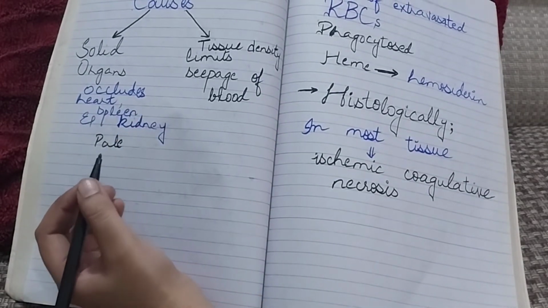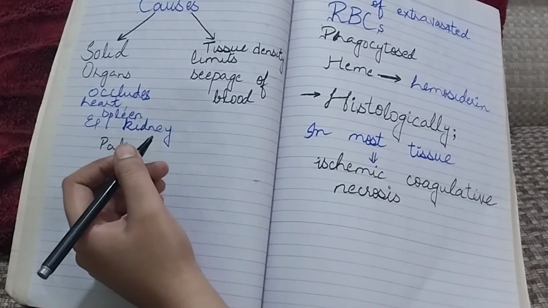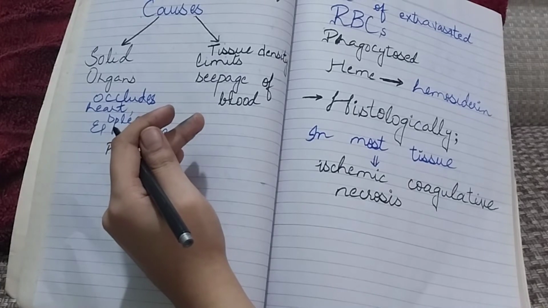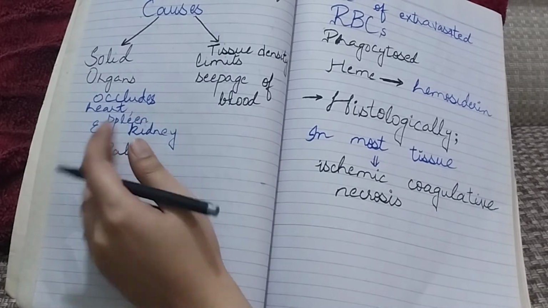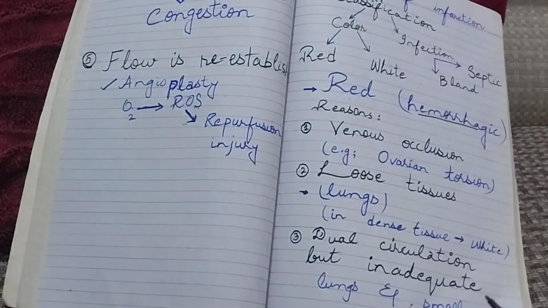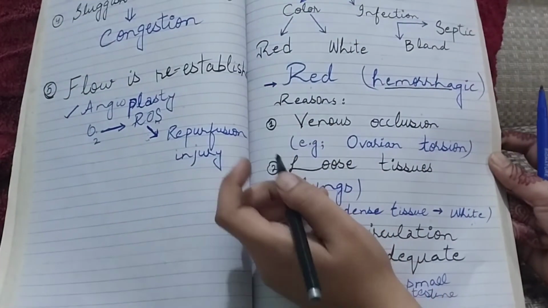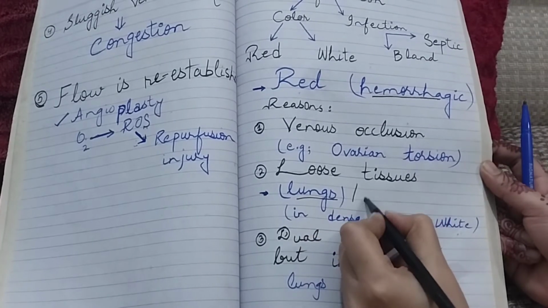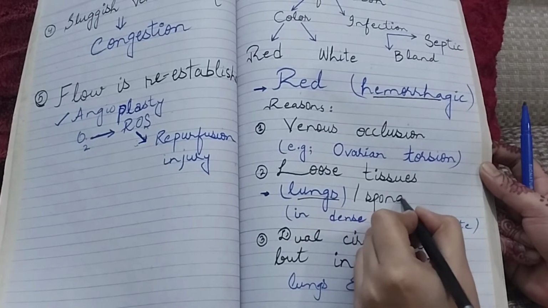Comparing this with the other type, that is hemorrhagic infarcts, before discussing the basic outline comparison, you should keep in mind that hemorrhagic infarcts are the rule in lungs and other spongy organs.